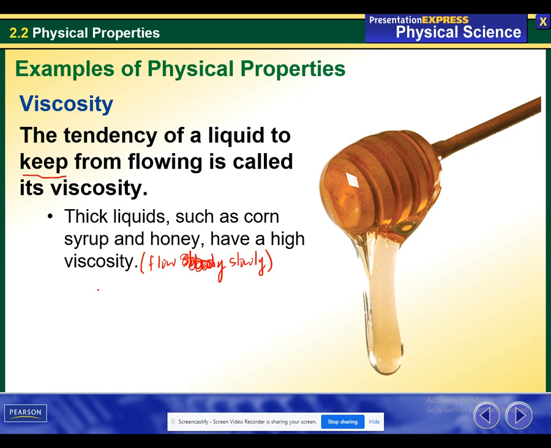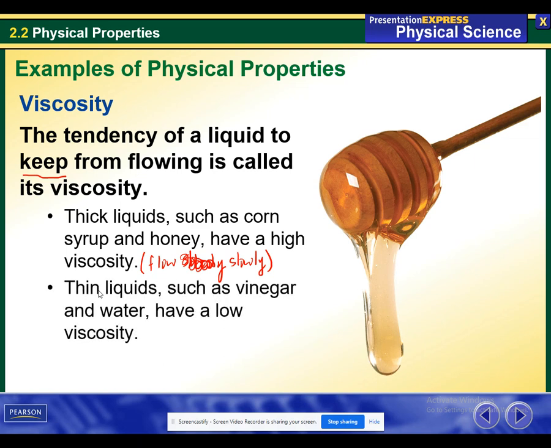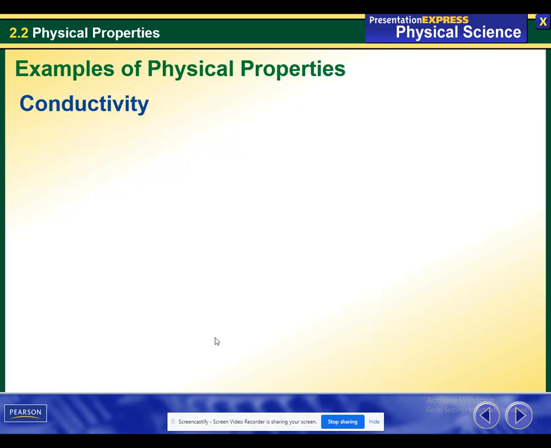Things like syrup for your pancakes. You're going to notice that when you tip that bottle upside down, it doesn't just run out as fast as it can. It kind of flows down the edge of the container and slowly goes on your pancakes. While thin liquids such as vinegar and water have low viscosity, or I like to say they flow fast. If you were to tip a cup, that water is going to flow very easily and fall out of your cup real fast.